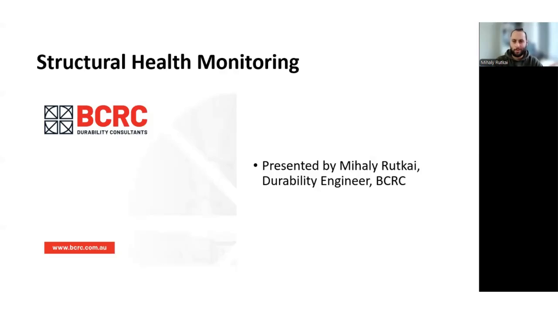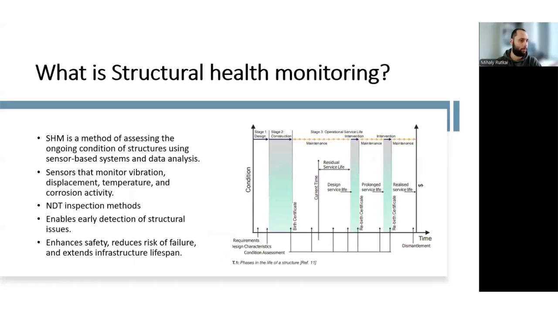Now, when it comes to digital innovations in asset management, one key aspect really sticks out to me the most, and that is structural health monitoring. Just as leaps in technology help us in everyday life, so do they keep improving the prospects of structural health monitoring. In this presentation, I will go over what it is, why it is important, its main applications, a few of the methods for structural health monitoring, as well as some real-life experiences and examples.